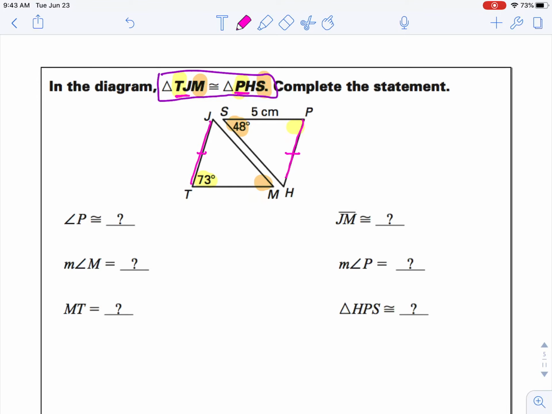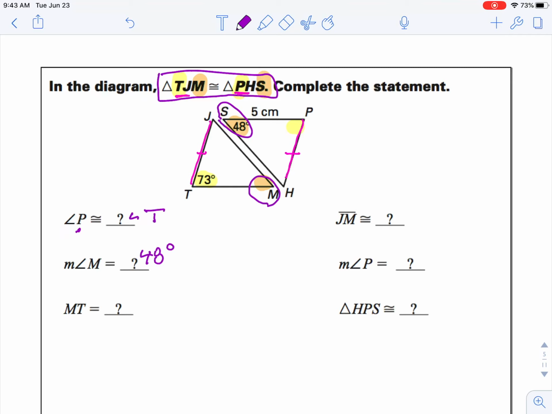So now let's go through and let's see what we can come up with the problem here. So angle P right here is going to be congruent to what angle? And we already said angle P is going to be congruent to angle T. So P and T are corresponding congruent. Now look at this. It says the measure of angle M is what? Well, I want to know the measure of angle M right here. Well, that's the one that's corresponding congruent to angle S. So the measure of it is 48 degrees.